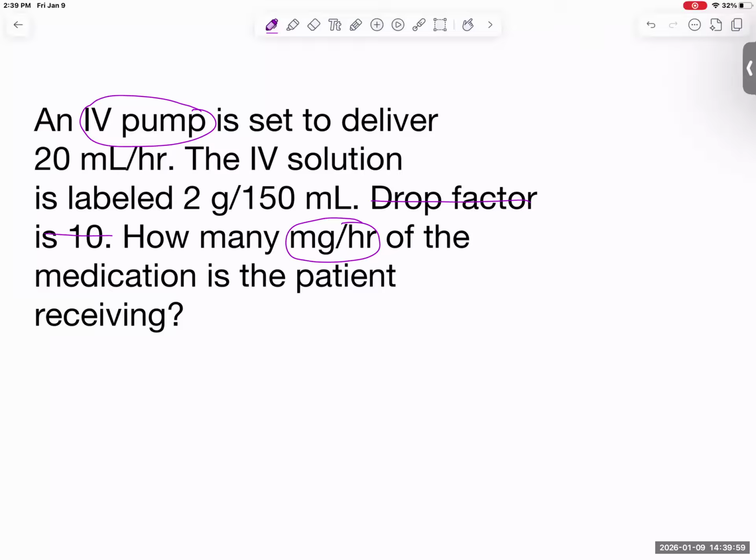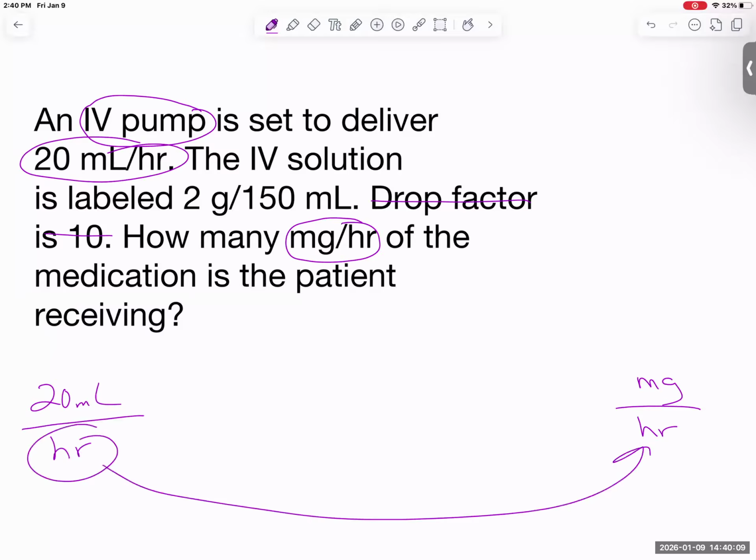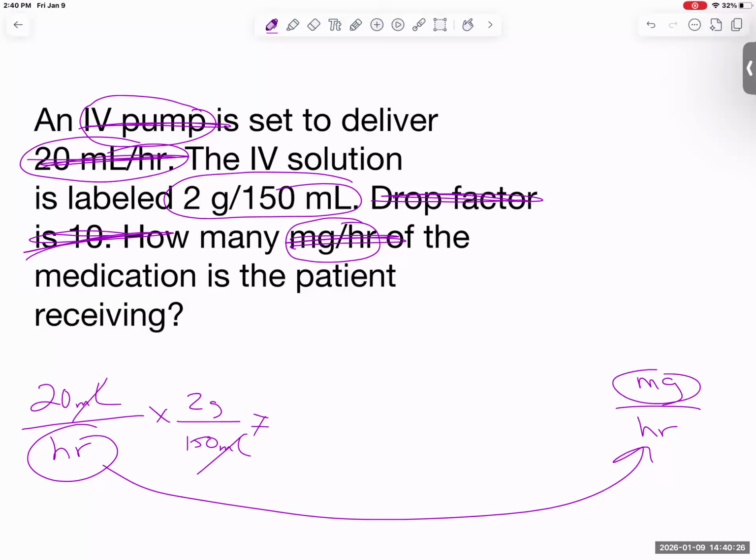All right. So when you look at this question, you already know milligrams an hour, and I got something going at 20 milliliters an hour. I've got half of my problem done. I've got a pump. I've used this. I know what I solved. I've used this. The only thing I haven't used is my concentration. So I'm going to use it. 2 grams in 150 milliliters. No problem. Oh, grams to milligrams. No problem.